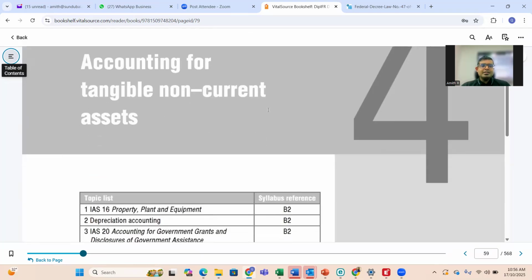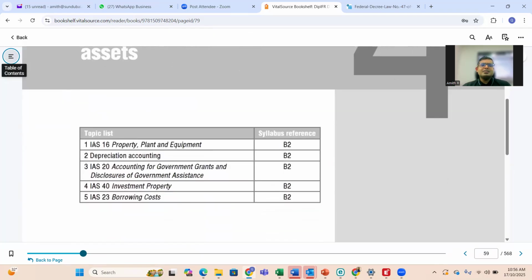So, accounting for tangible non-current assets. See, the word is tangible non-current assets. So we will not be speaking about IAS 38 here, but rather other standards which would help us in accounting for tangible non-current assets. What are those standards? Definitely the first one is IAS 16 PPE. Then we will look into depreciation accounting, how the assets are depreciated. Then there is IAS 20, IAS 40, and then IAS 23. So let's start with IAS 16 today, chapter number 4.